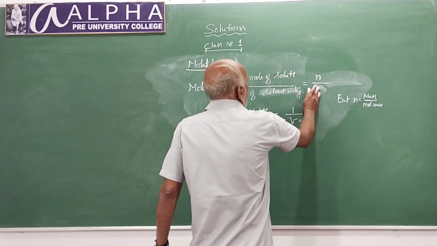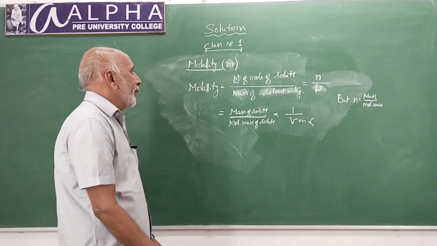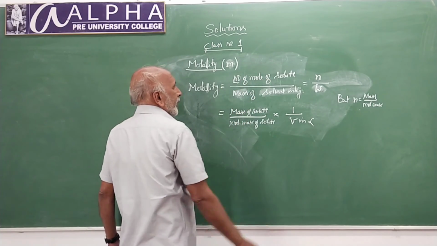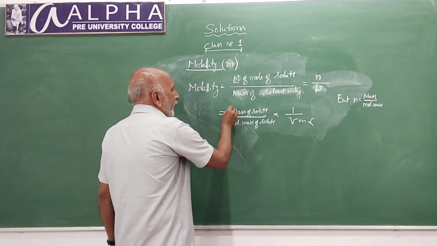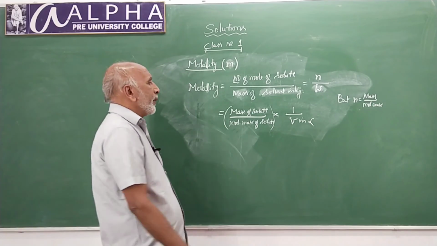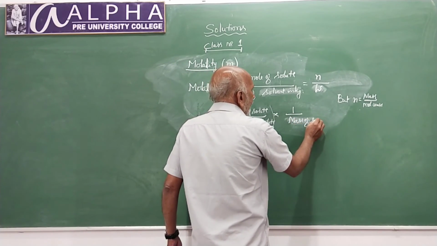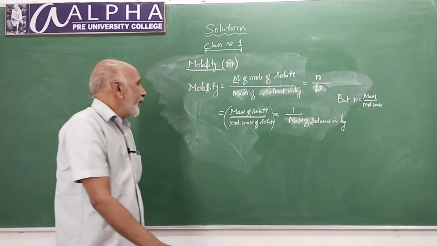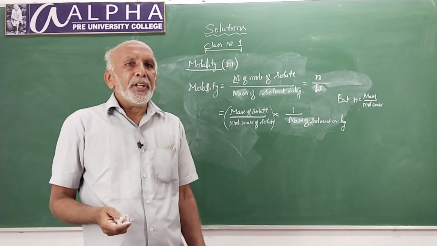Or it is mass of solute by molar mass of solute, number of mole is nothing but mass by molar mass, divided by mass of solvent in kg. Of course, these two masses are in gram, or else you can take it in kg. 1 by mass of solvent in kg. This is another mode of expressing strength of solutions.